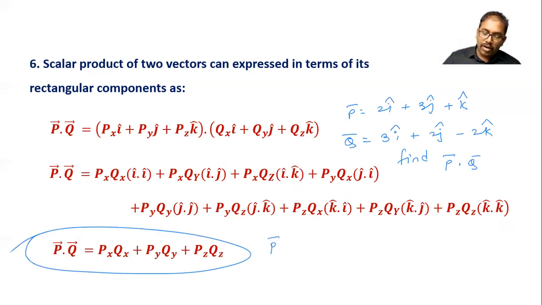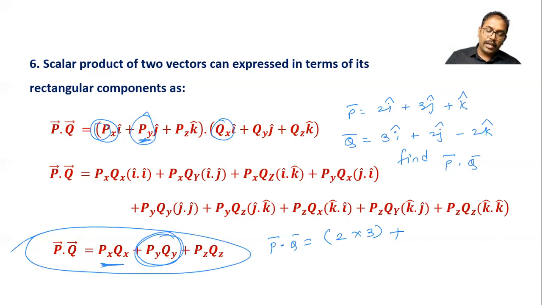So p bar dot q bar is equal to px qx plus py qy plus pz qz. Px means the component with i cap, here with i cap: here 2 and here 3, so 2 into 3. Plus, py qy. Py means what? This you can see, this is py and this is qy.